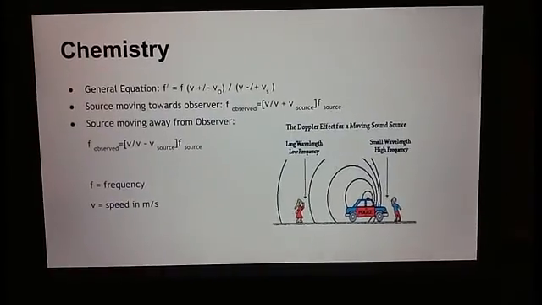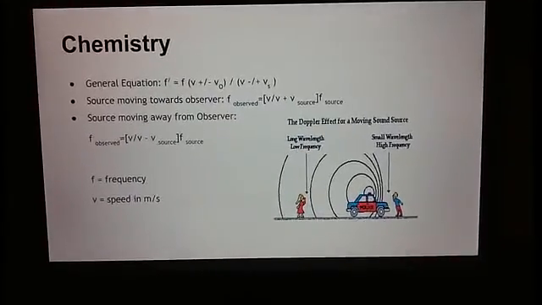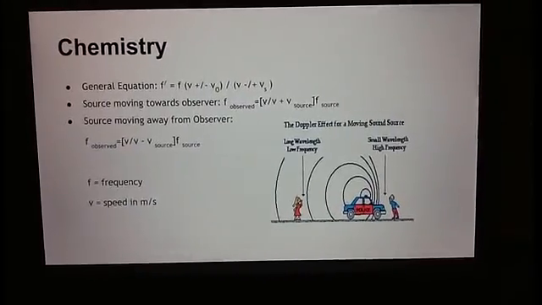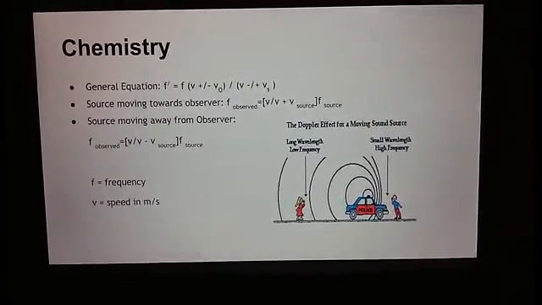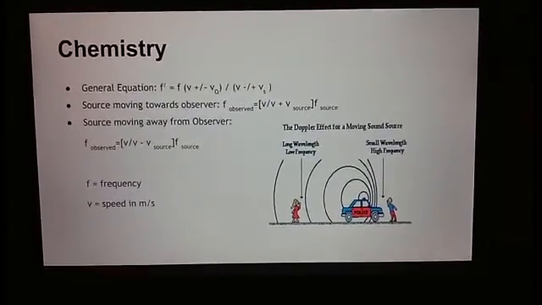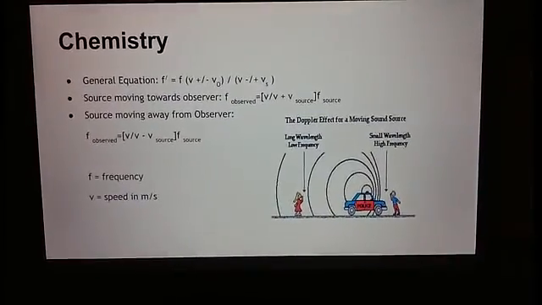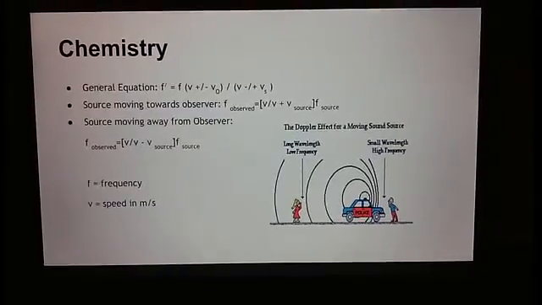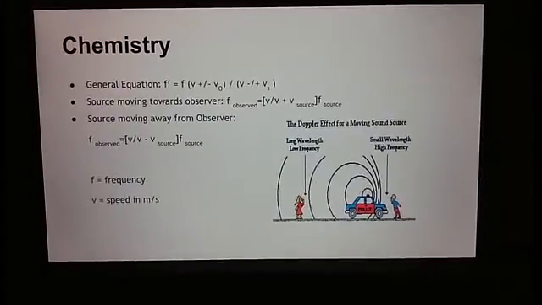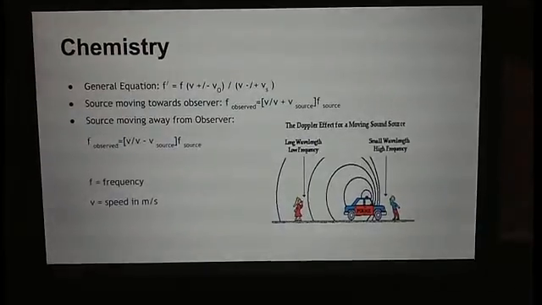The general equation for the Doppler shift is f = f_s (v ± v_o) / (v ∓ v_s), where the observer's velocity is added or subtracted in the numerator, and the source's velocity is subtracted or added in the denominator. For the source moving towards the observer, f observed equals v divided by v minus v of the source, times f of the source. The equation for the source moving away from the observer is f observed equals v divided by v plus v of the source, times f of the source, where f equals frequency and v equals speed in meters per second.